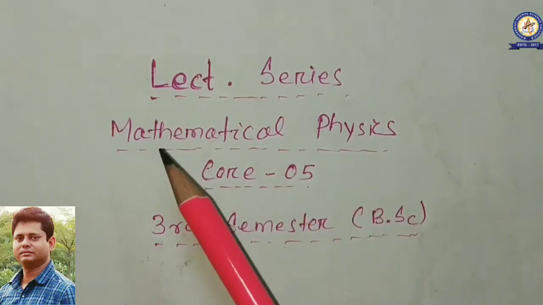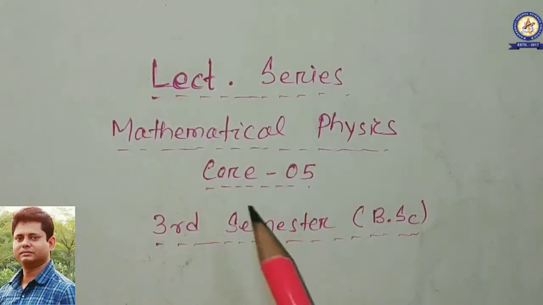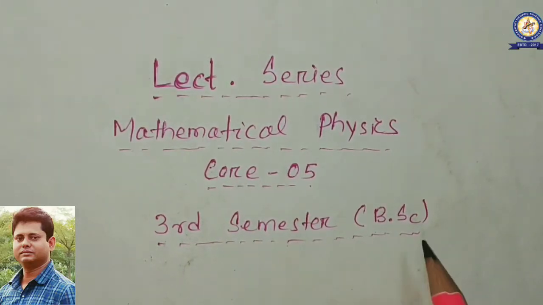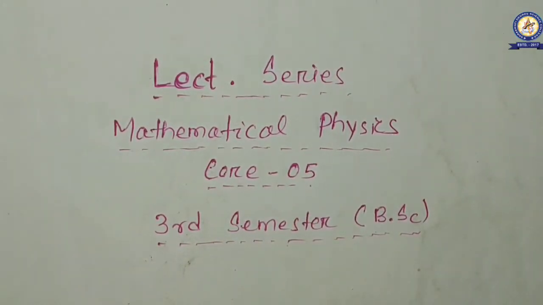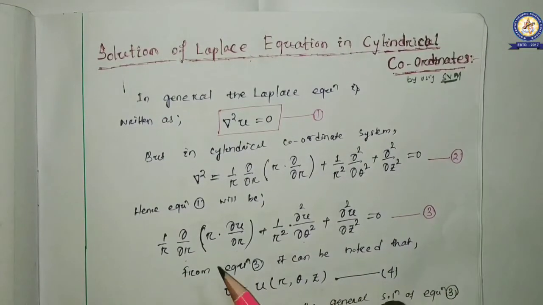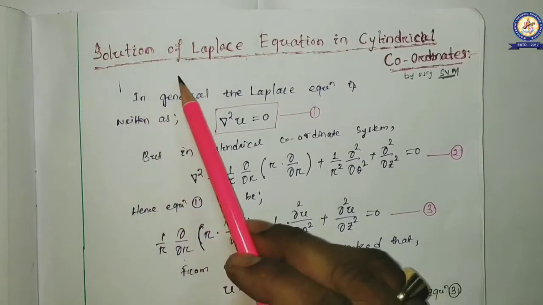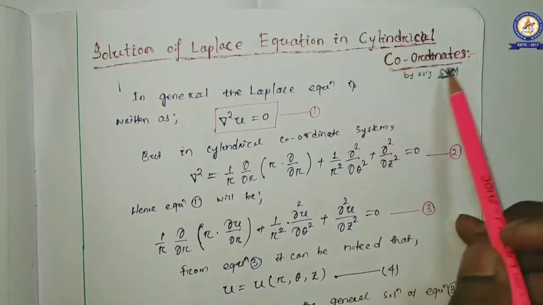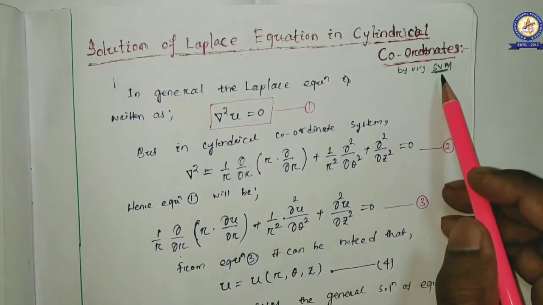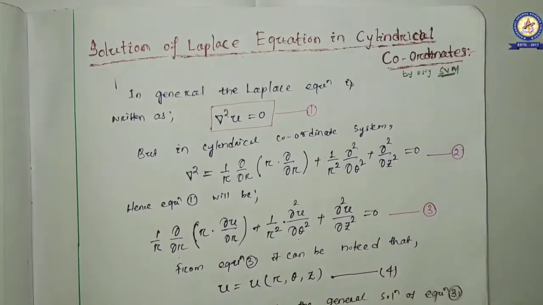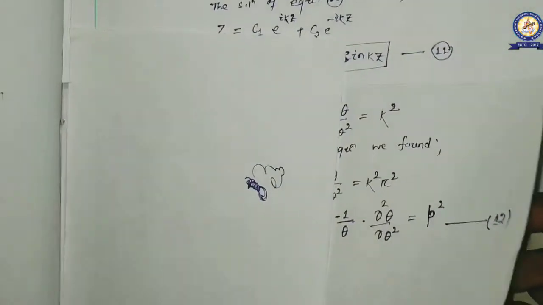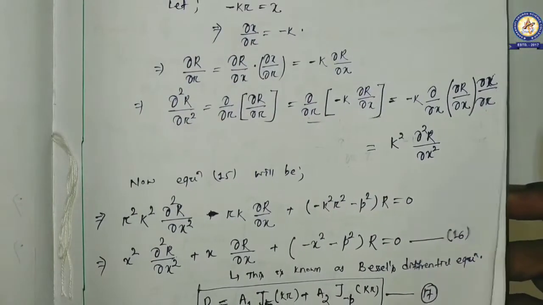Welcome to all in our lecture series on mathematical physics, that is your Core Paper 5, which belongs to the third semester BSc Physics Honors syllabus. In our last class, we discussed in detail the solution of the Laplace equation in the cylindrical coordinate system by using SVM, that means separation of variables method. Hopefully you have all written your notes.